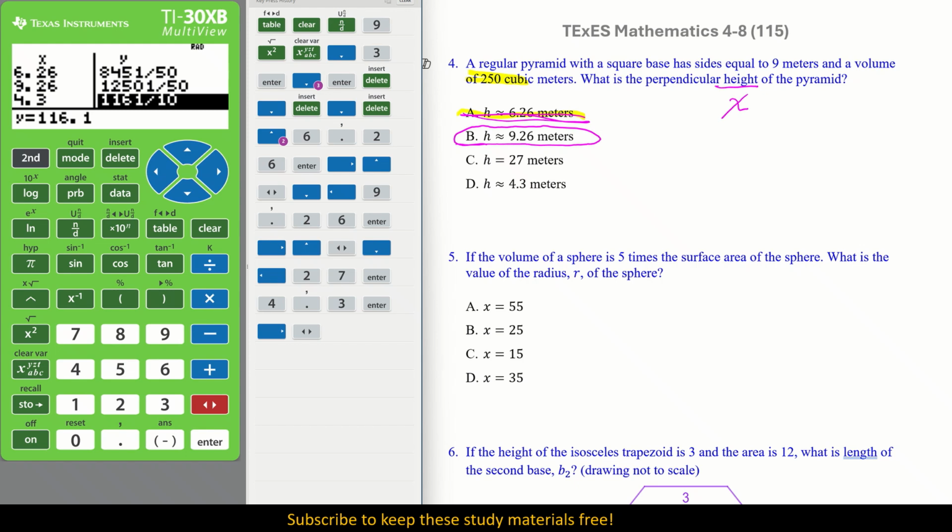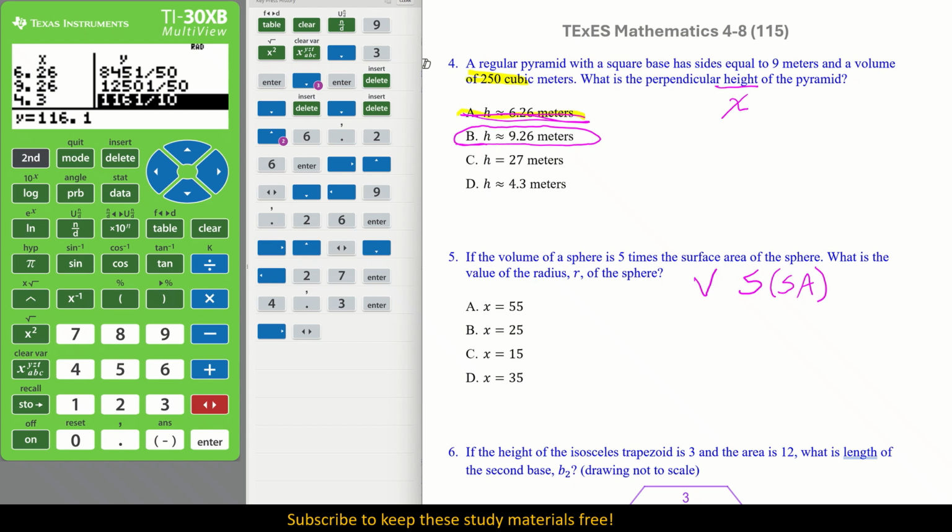All right, now let's look at number 5. The volume of a sphere is 5 times the surface area of the sphere. What is the value of the radius of the sphere? Okay, I want to have you think about something. We're talking about volume of the sphere. Now they're saying that the volume equals 5 times the surface area. Okay, now as we've done in other videos, those two things equal each other.